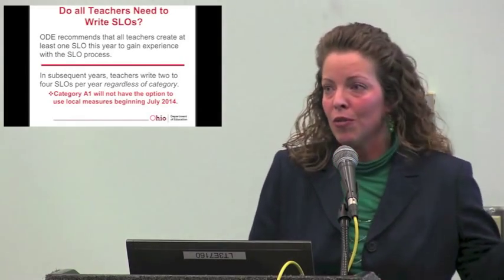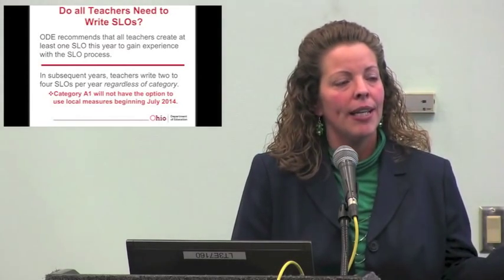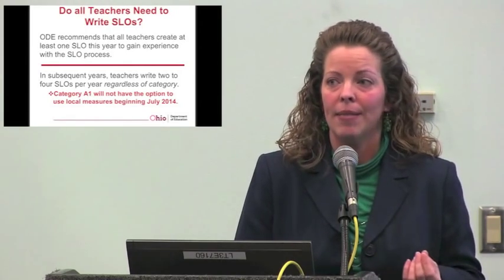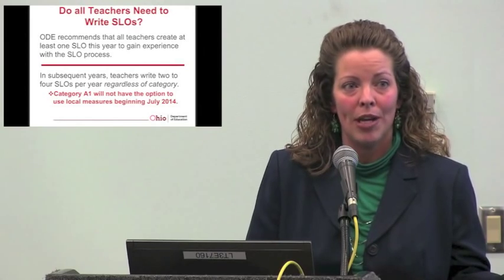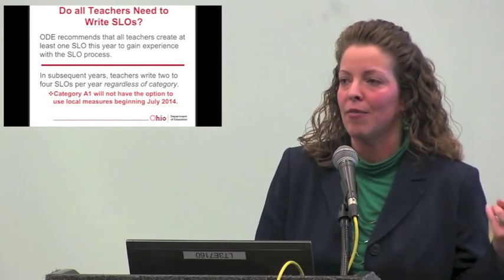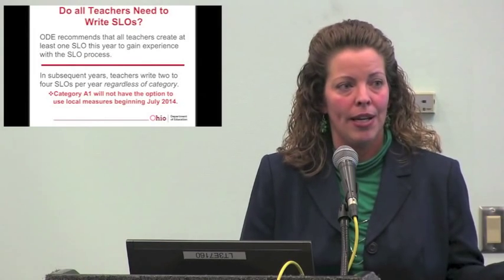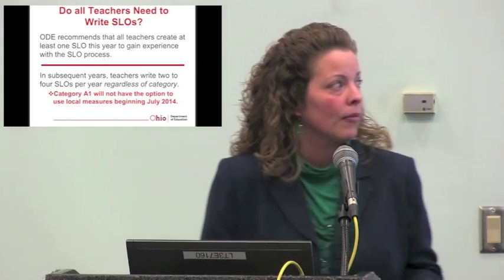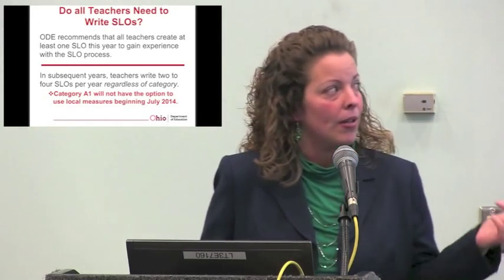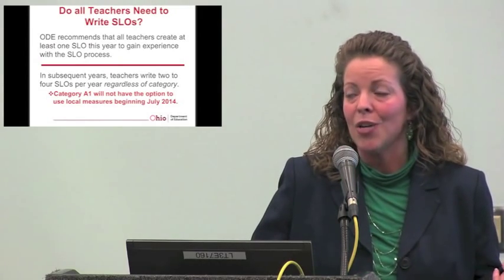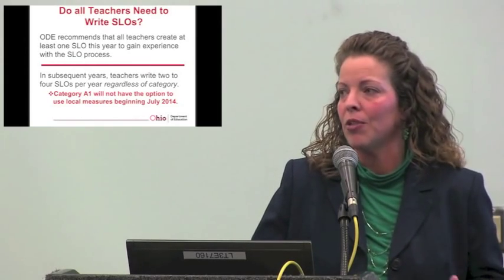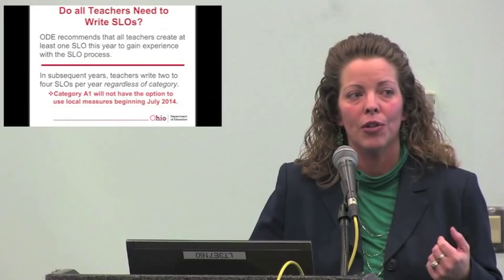So in subsequent years, when you're full implementation, regardless of your category, even if I'm that category B teacher who has approved vendor data and I have to use that at a minimum of 10%, my district has decided to allow me to use some local measures in the form of SLOs, I still have to have a minimum of 2. Regardless of your category, if you're using SLOs, it's always a minimum of 2. Remember the A1 teacher who is exclusively value added, that they won't, beginning July 2014, be able to use SLOs or shared attribution because their 50%, their entire student growth, will be comprised of their teacher level value added report.